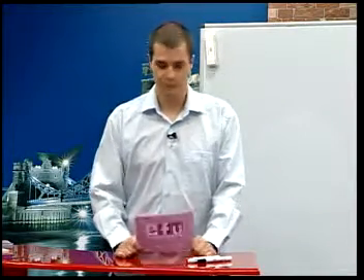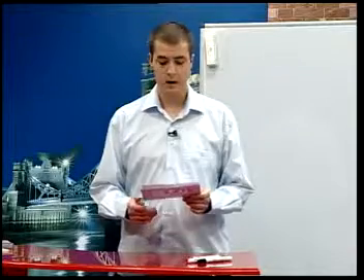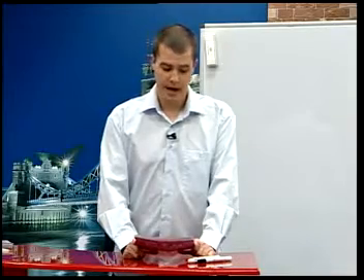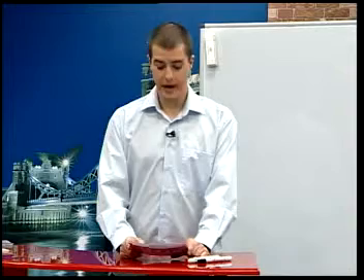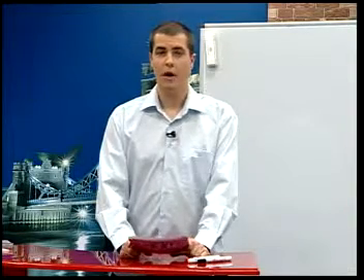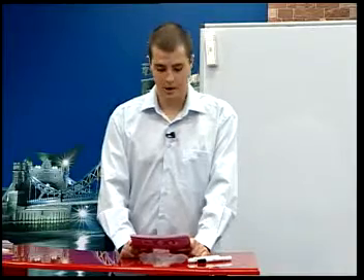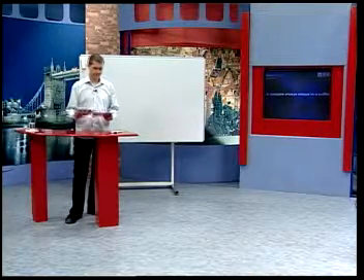So have a look at this example. A vampire always sleeps in a coffin. The verb in this sentence, sleeps, is the present simple tense, and the present simple expresses events or situations that exist always, usually, or habitually. That is, that they exist like a habit. They existed before now, exist in the present, and they will probably exist in the future.